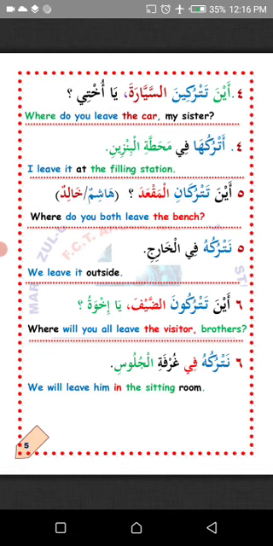Number 6. أين تتركون الضيف يا إخوة؟ Where will you all leave the visitor, brothers? Now the answer. نتركه في غرفة الجلوس. We will leave him in the sitting room. لعلك فهمت؟ I hope you understand.